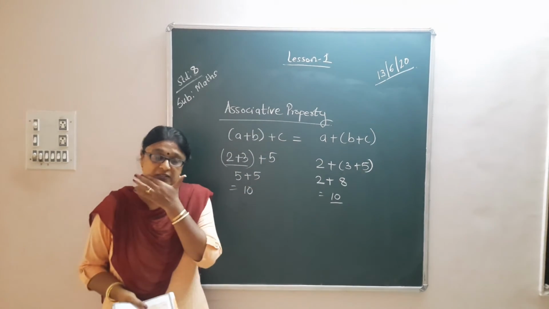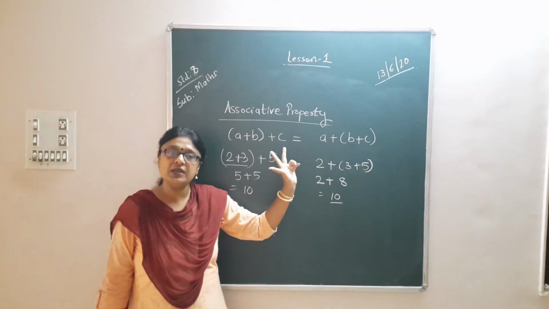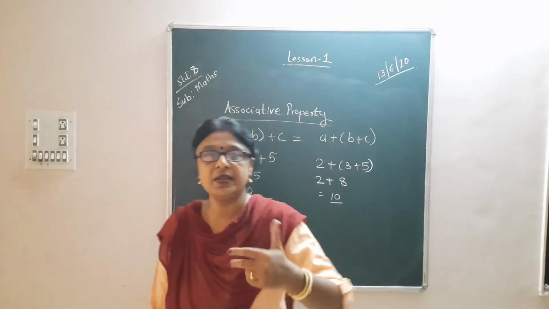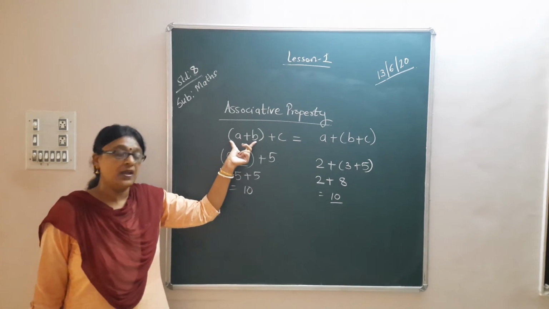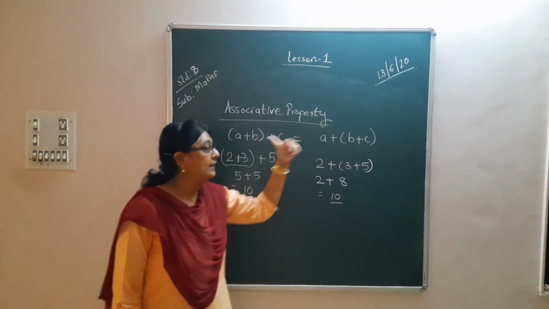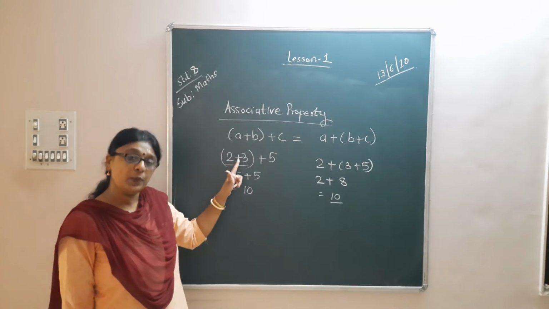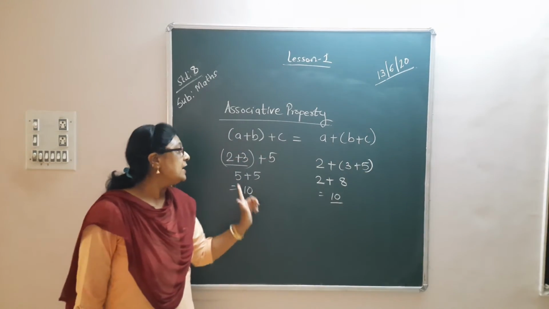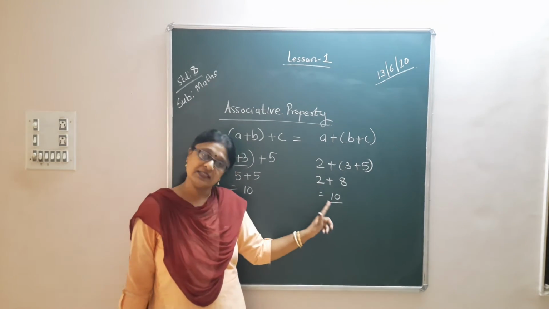So what does associative property in general mean? That when the grouping of numbers is done, and if the groups are interchanged, then also the answer remains the same. Here I have interchanged the groups. Here I have grouped A and B, and here I have grouped B and C. Fine. I have changed the group, but then also I have got the answer as same. Here I have done 2 plus 3 first. Here I have done 3 plus 5 first. But in spite of changing the groups, I have got the answer as the same.